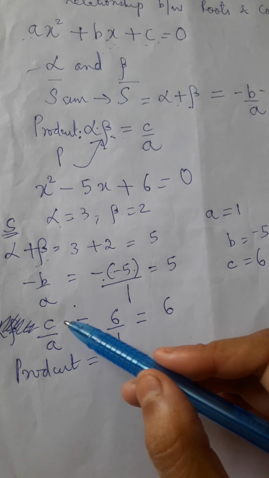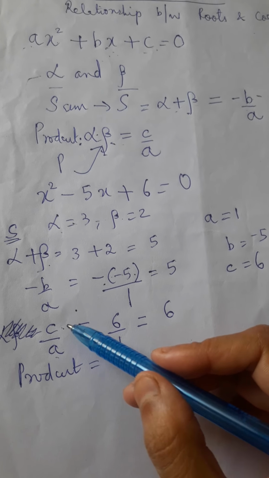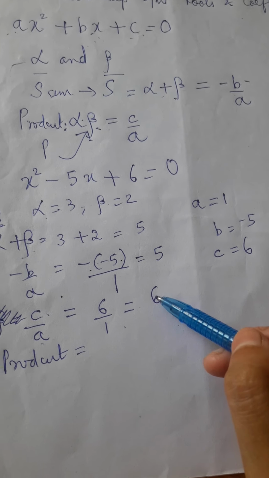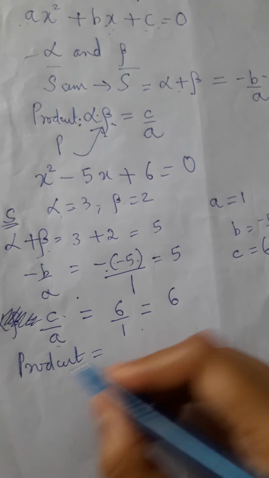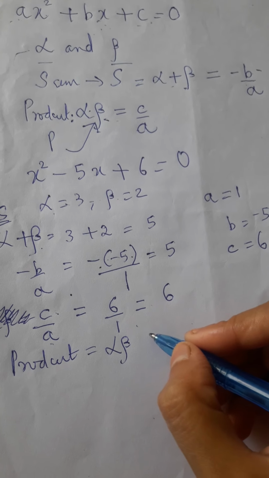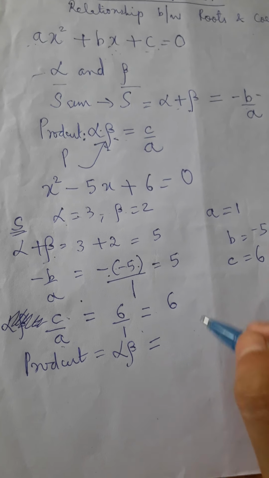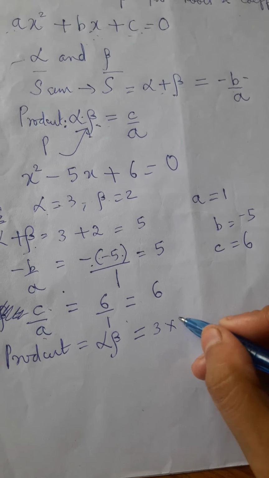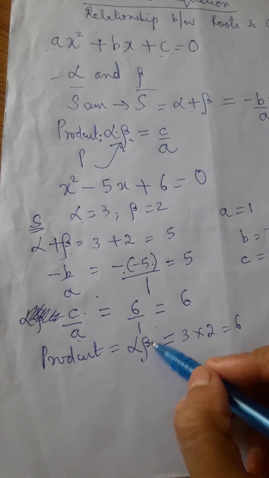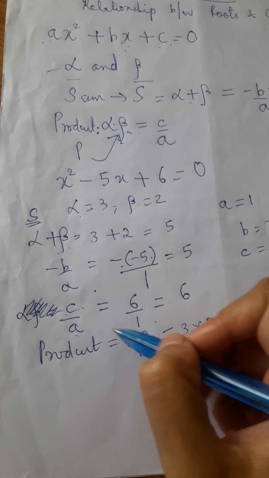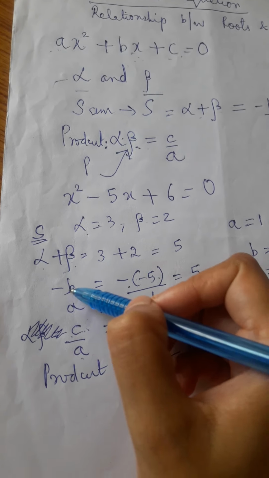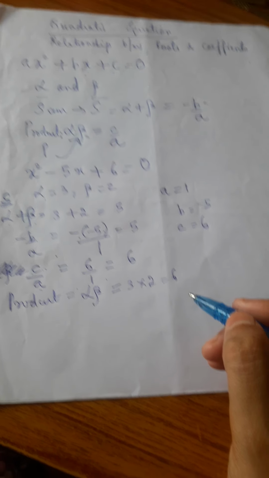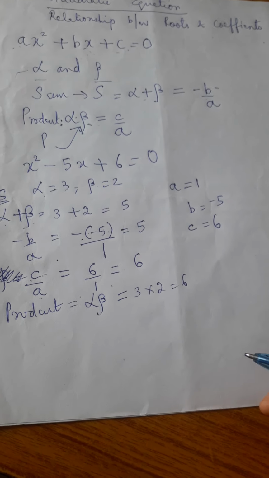Coming back here, it is c by a. What is c? 6 by 1, which is 6. What's my product? Product is alpha into beta. Alright. What did I say my alpha is? My alpha is 3 into 2, which is 6. See, there you go. Alpha into beta is equal to c by a, and alpha plus beta is minus b by a. Alright. So we derive 2 important results here.